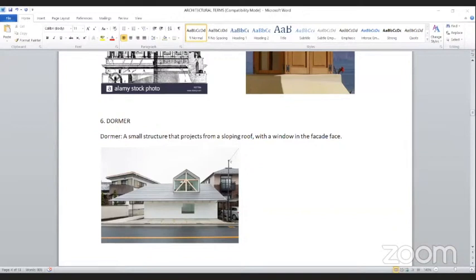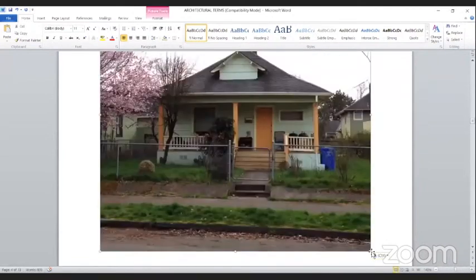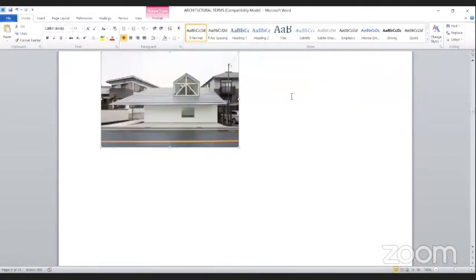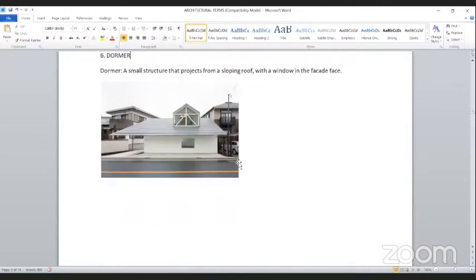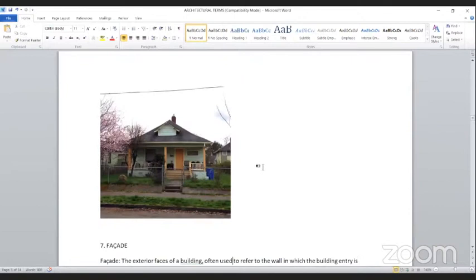Now a dormer doesn't always have a window. There are some cases where there are no windows. For example, this one. This is a window. Here there is a dormer, but there's no window. Understood? Yes, ma'am.